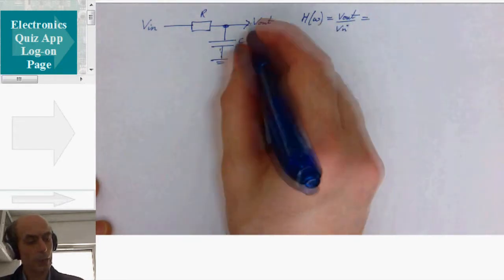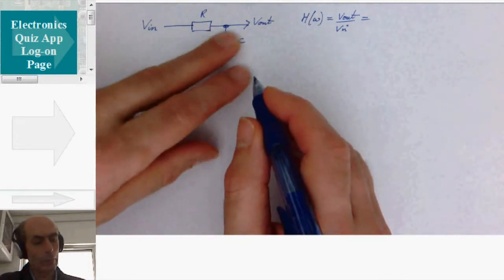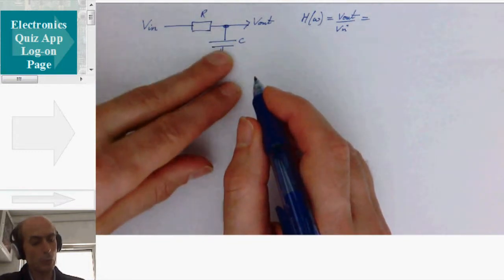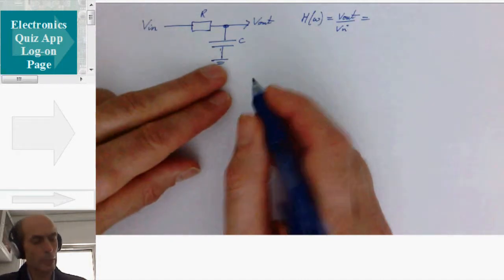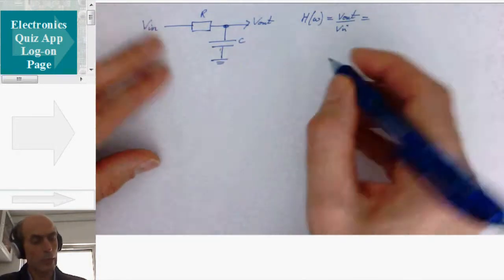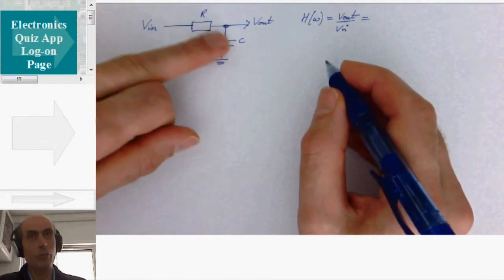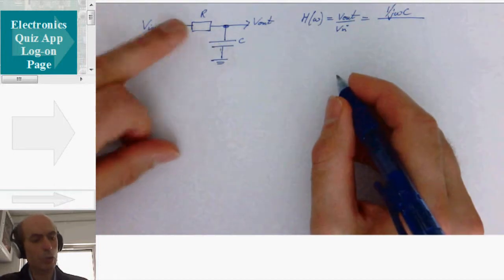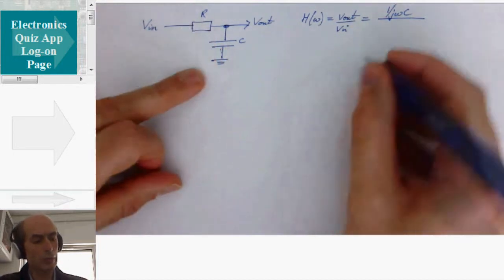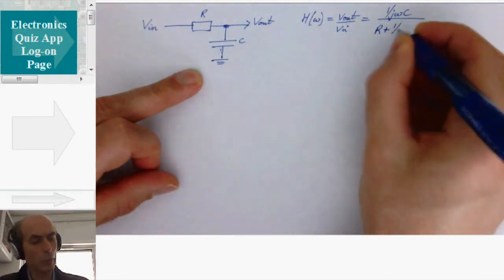In this case, V out would be this impedance here divided by the total impedance here multiplied by the input voltage there. So the ratio of V out to V in is just the impedance of this thing here, 1 over j omega C, divided by the total impedance in the divider, which is R plus 1 over j omega C.